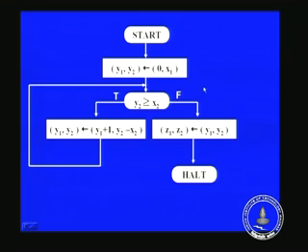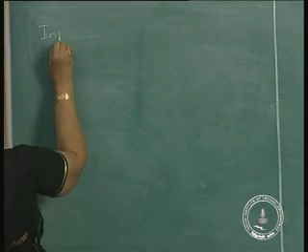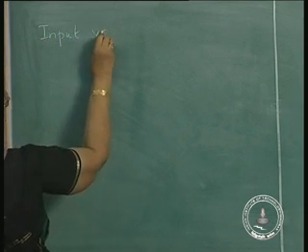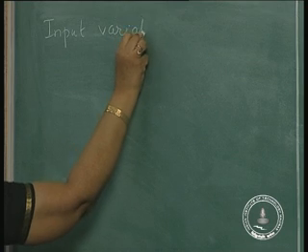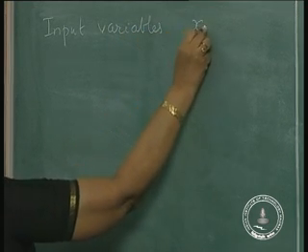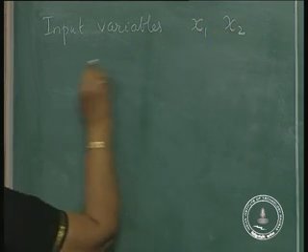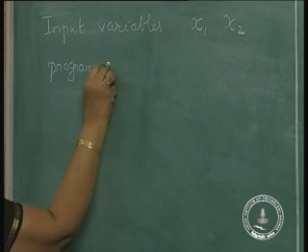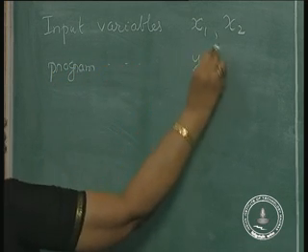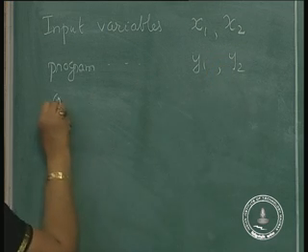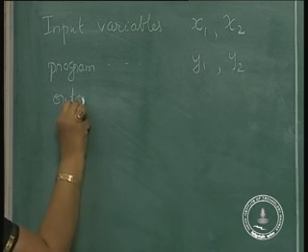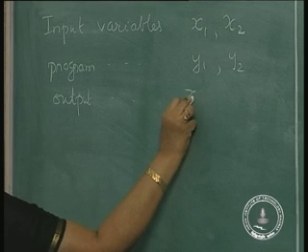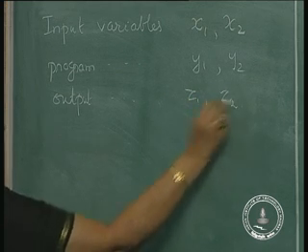So, here there are two input variables, x1, x2, program variables are y1, y2, output variables are z1 and z2.